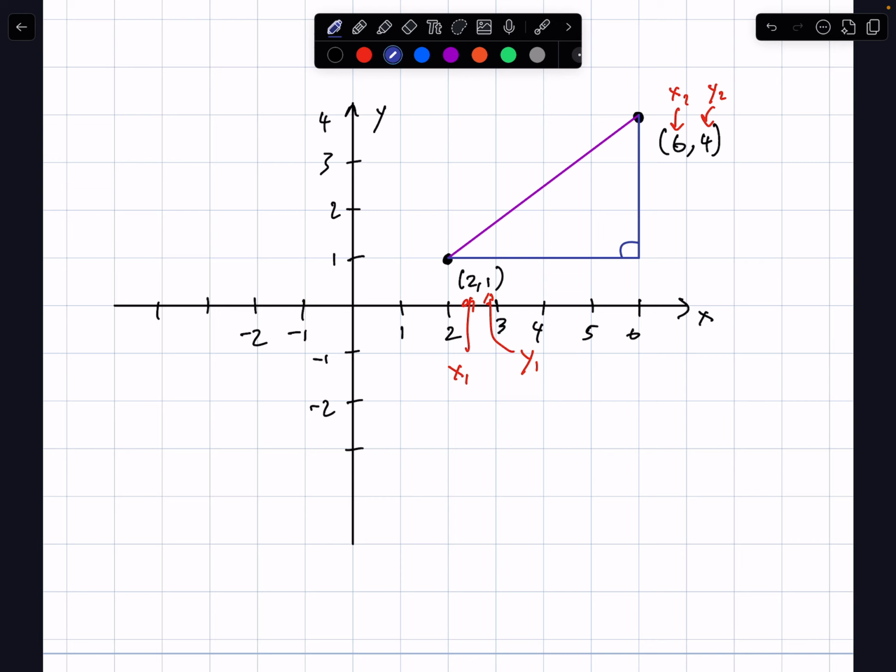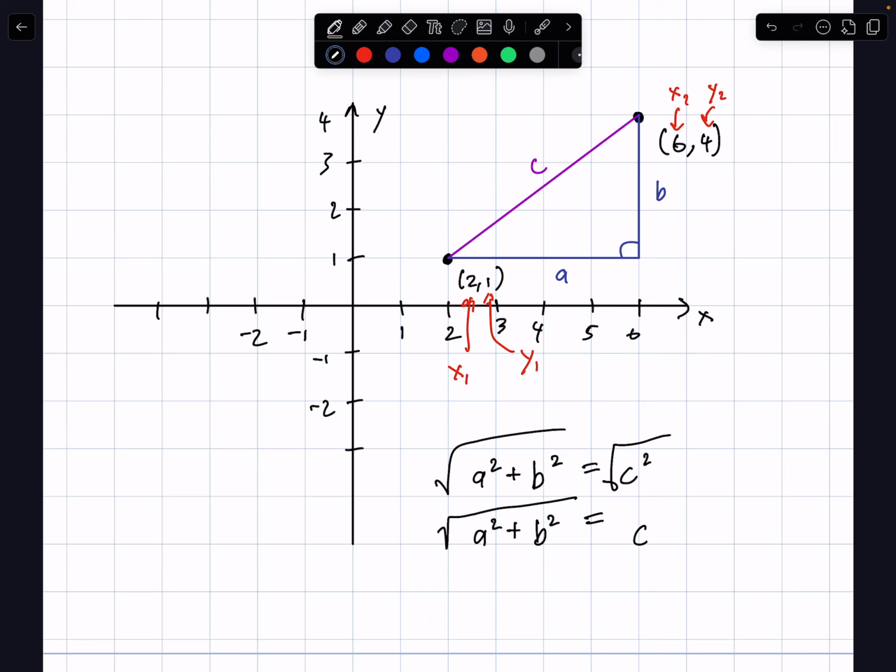Well, if it's a right triangle, then to figure out this distance, we'll call this distance C, I can use the Pythagorean theorem. If this distance here is A, this distance here is B, then I can figure out what C is. Because, as you're probably familiar with, A squared plus B squared equals C squared, right? That's the Pythagorean theorem. C is the guy that we're after. So if I want to know what C is, I take the square root of both sides, right? And then I get C is equal to the square root of A squared plus B squared.